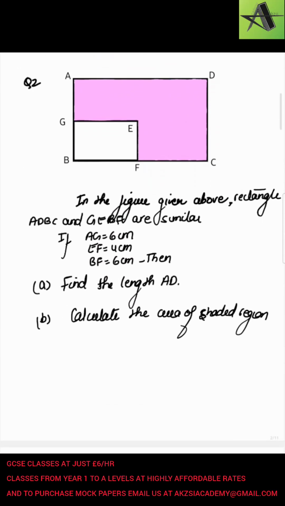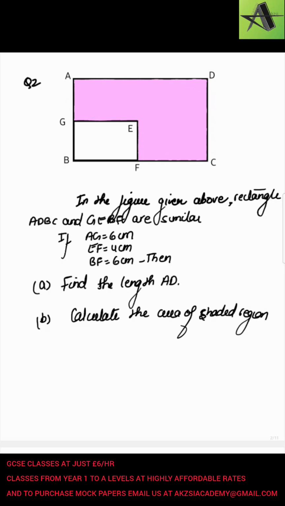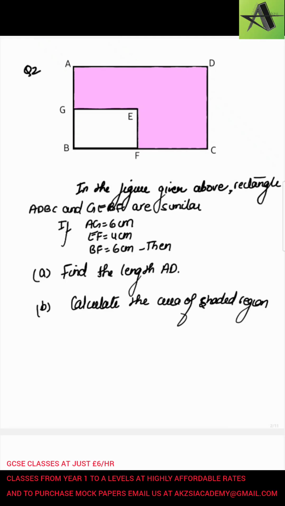This question says, in the figure given above, rectangles ABCD, this bigger rectangle, and GEBF, this smaller one, are similar. Let me tell you one thing. All squares, I'm not talking about rectangles, are always similar because they maintain the same shape. All angles are right angles, therefore equal, and all four sides are equal as well, meaning the ratio of corresponding sides is constant. And the same goes with circles.